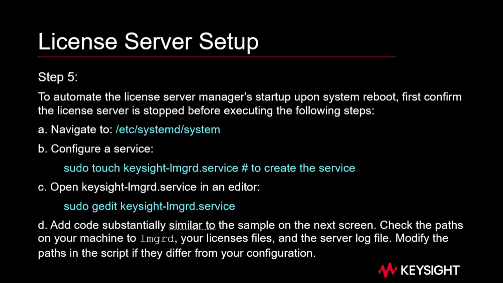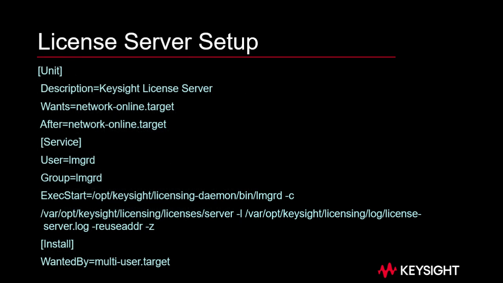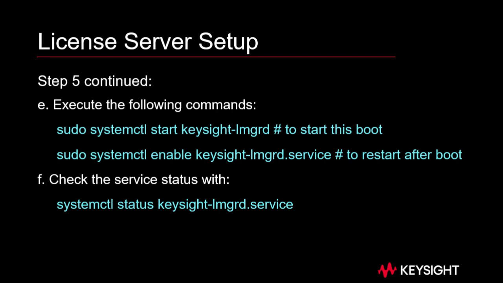D. Add code substantially similar to the sample on the next screen. Check the paths on your machine to LMGRD, your license files, and the server log file. Modify the paths in the script if they differ from your configuration. Execute the 2 commands you see here. Check the service status using systemctl status keysight-lmgrd.service.